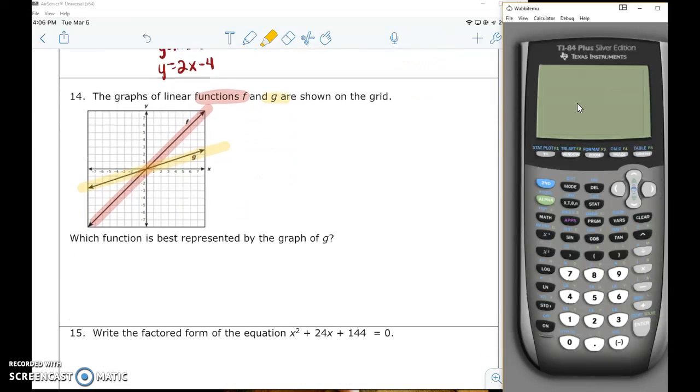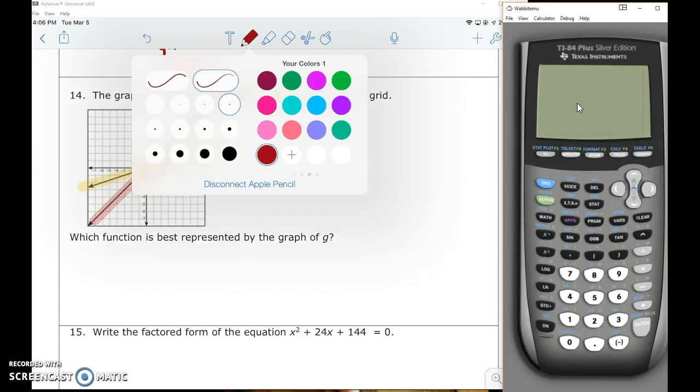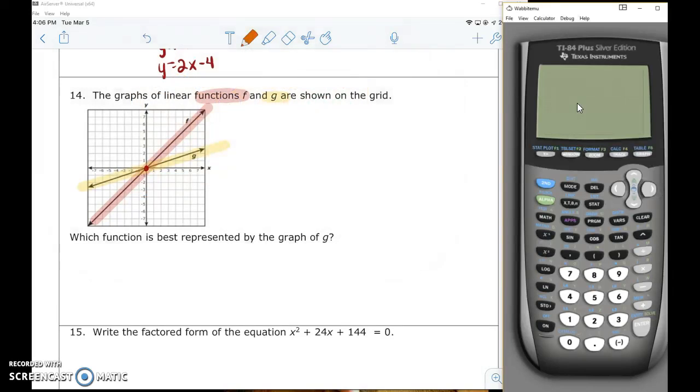Which function is best represented by the graph of g? Okay, so function g, I'll keep my colors kind of similar. The y-intercept of g is at the origin, so our y-intercept is 0. It's a positive slope, going up 1 and over 3.